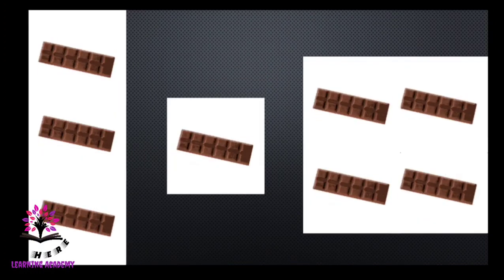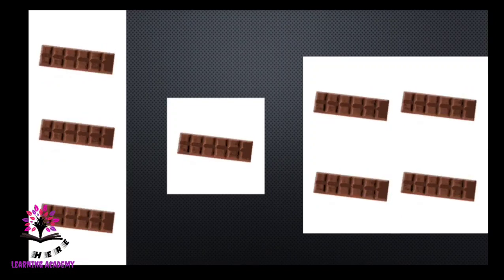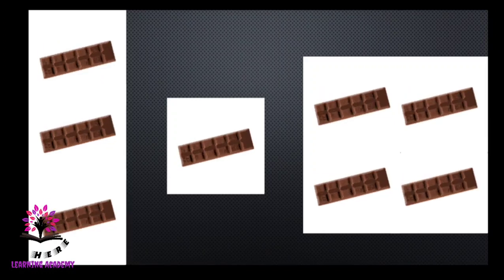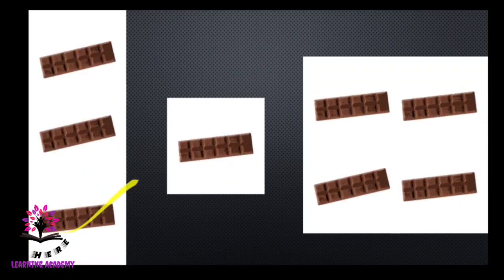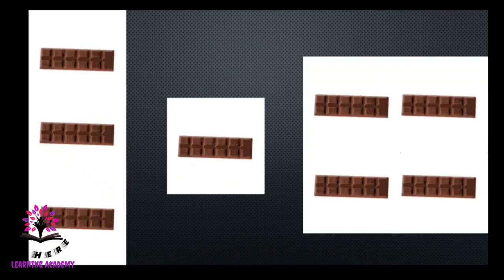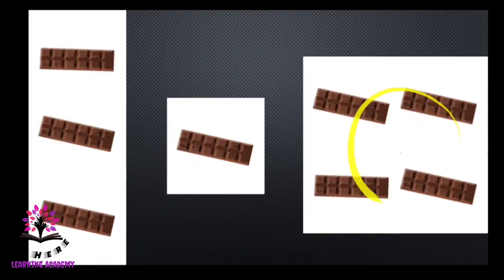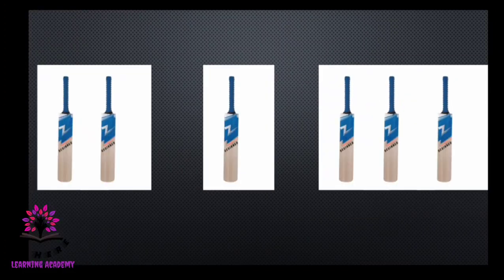What are these? Your favorites, isn't it? These are chocolates. In the first picture, how many chocolates are there? It is 1, 2 and 3. And when you add up one more chocolate to it, total it becomes 4. There are 4 chocolates totally, correct? Yes.